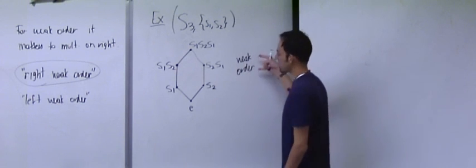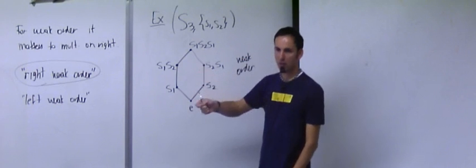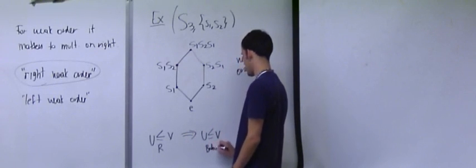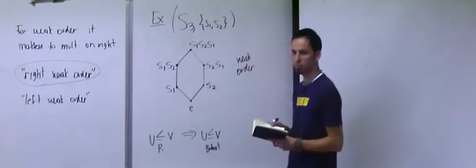And it's called weak because it's obvious from the definition that this looks kind of like the Bruhat order, except you remove some relations. For example, in the Bruhat order, you could go from here to here, and in the weak order, you can't. But if U is less than V in the weak order, then it's clear that U is less than or equal to V in the Bruhat order. And that's why people like to refer to this one as the weak one and this one as the strong one.